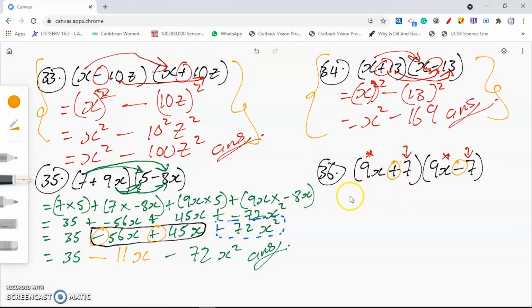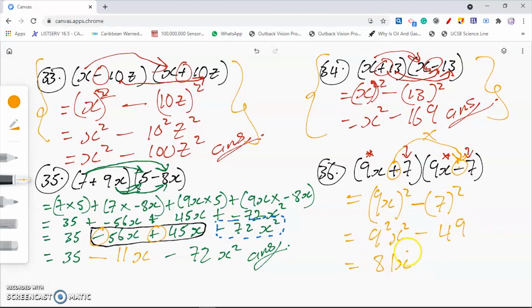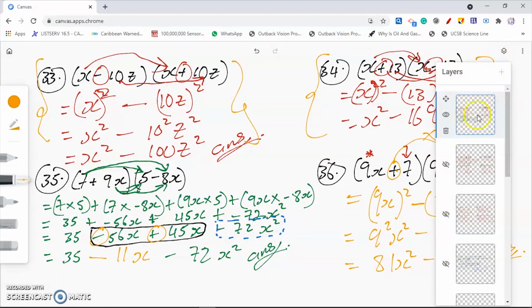So that method would be 9x all squared. Positive times negative is negative. So minus, and then 7 squared. And this is equal to 9 squared x squared minus 7 squared. 7 sevens are 49. 9 squared is 81. So 81x squared minus 49. And that's the answer there. And that was our last question.